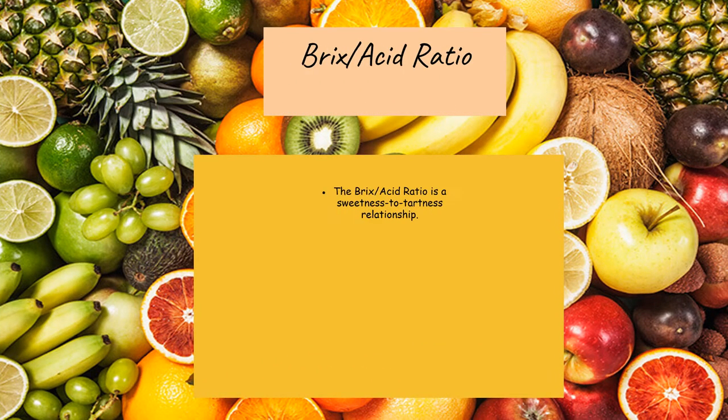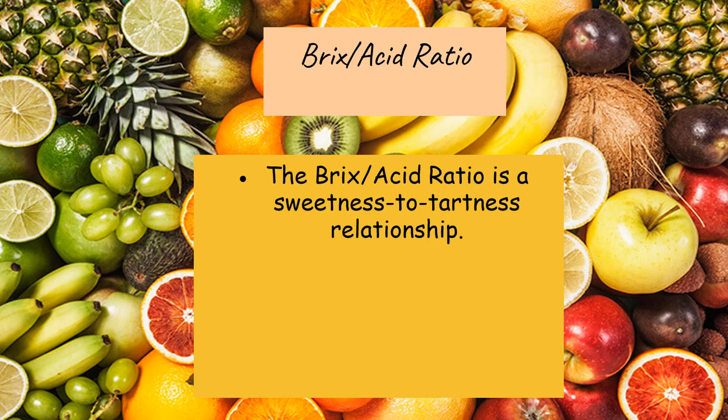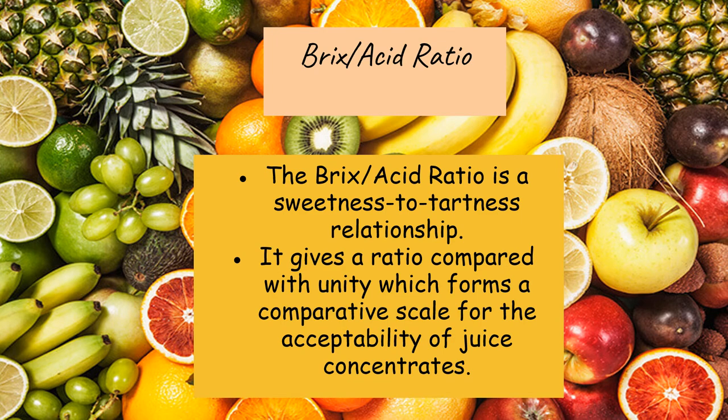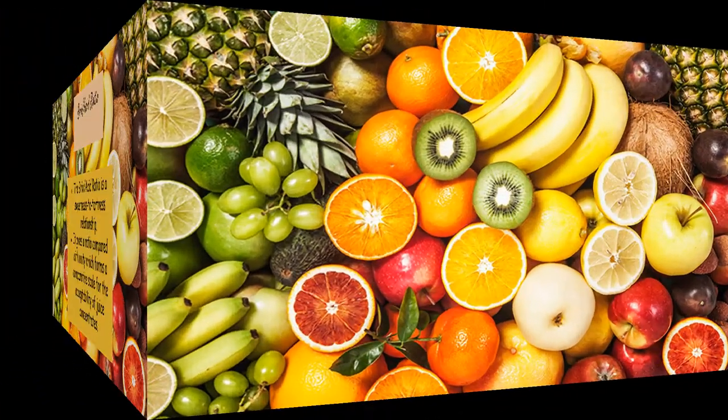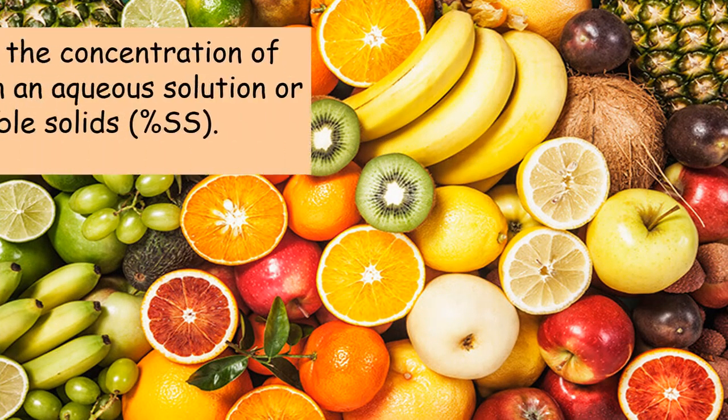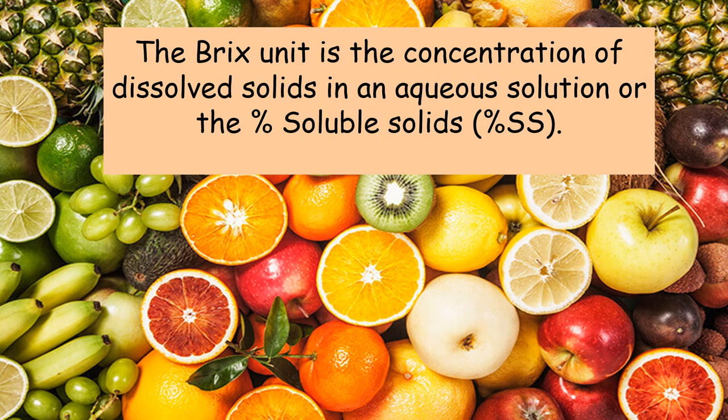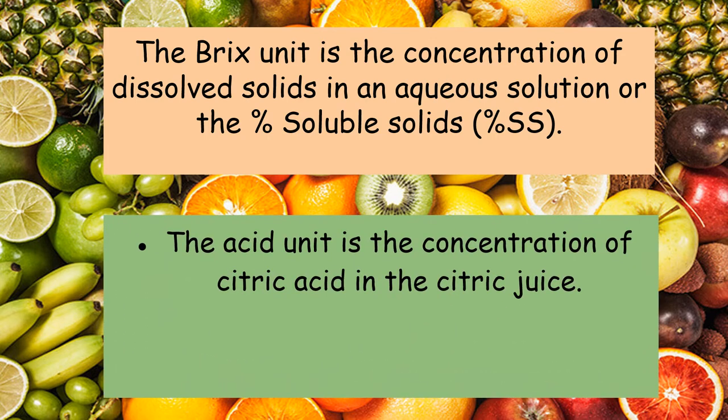Brix acid ratio. The Brix acid ratio is the sweetness to tartness relationship. It gives a ratio compared with unity, which forms a comparative scale for the acceptability of juice concentrates. The Brix unit is the concentration of dissolved solids in an aqueous solution, or the percent soluble solids, while the acid unit is the concentration of citric acid in the citrus juice.